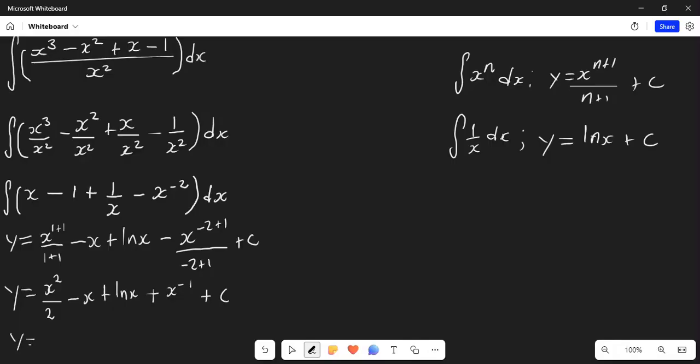So our final answer, oh guys, I hope this won't affect the sound. So our final answer is going to be x to the power of 2 over 2 minus x plus natural log, and then because this is a negative exponent, we can say plus 1 over x plus c. So this is our final answer.